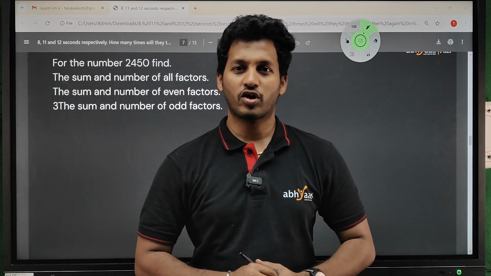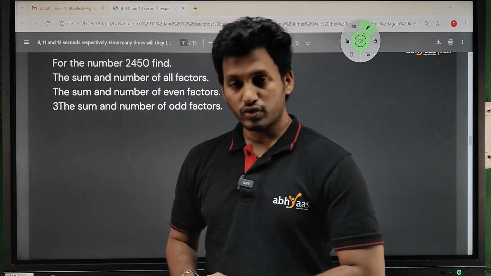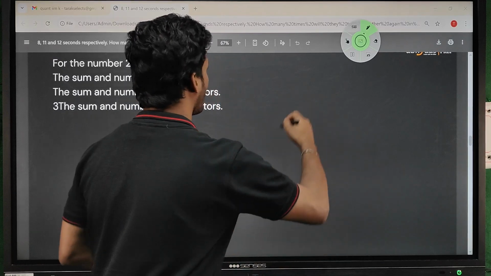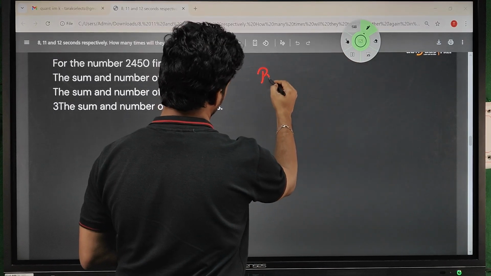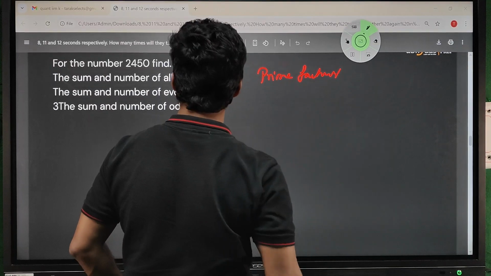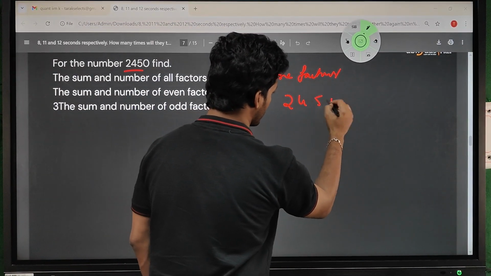So the next important model is the number of factors in a given number. How do we find the number of factors, or what are the factors, for a given number? One way is prime factorization. So the prime factorization of 2450 will go like this.